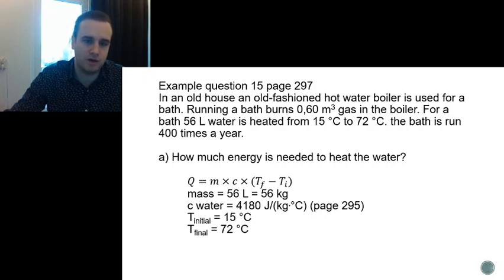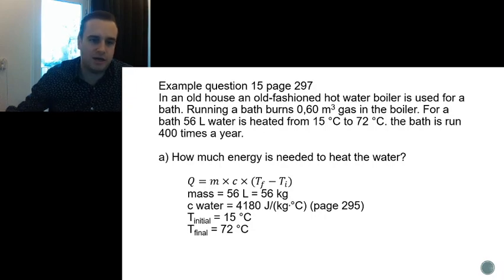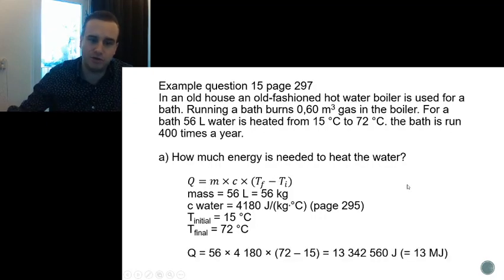My initial temperature is very low, it's only 15 degrees Celsius, and I want to heat it up until 72. So my initial and my final temperature are 15 and 72 degrees Celsius. Now I have my mass, I have my heat capacity, and I have my initial and final temperature, so I can fill it in. Pretty straightforward at this point. Mind the brackets, please, because if you don't, you will mess up. So when you use the initial and final temperature, mind the brackets, or first calculate the delta T, the difference in temperature. And you'll find out that you need this many joules, which is about 13 megajoule, give or take.